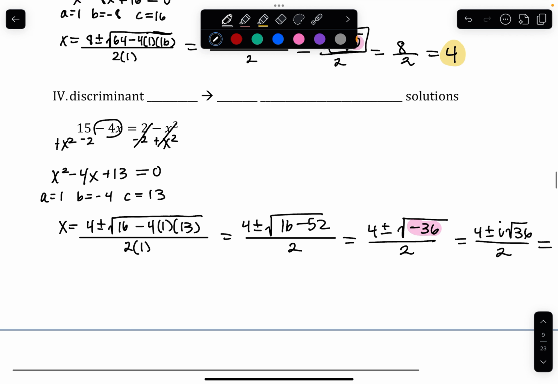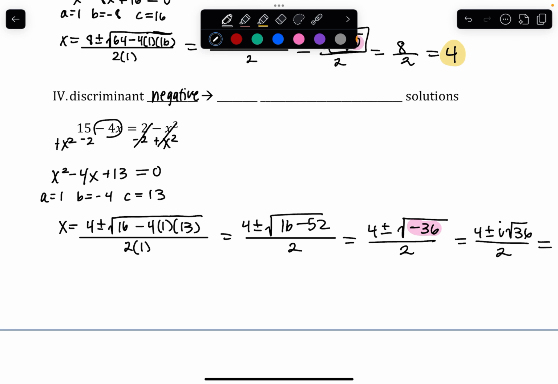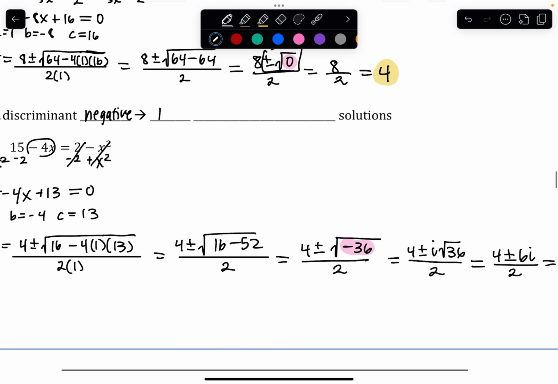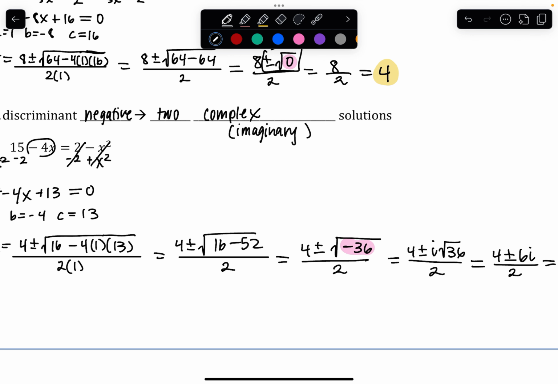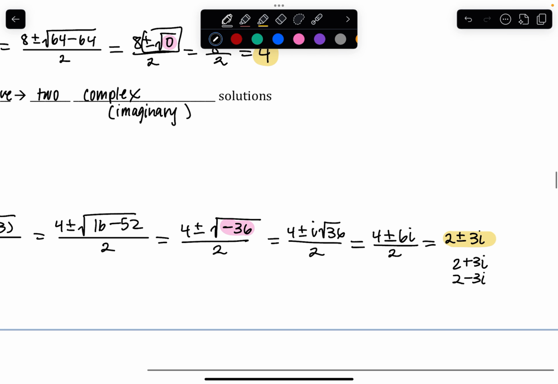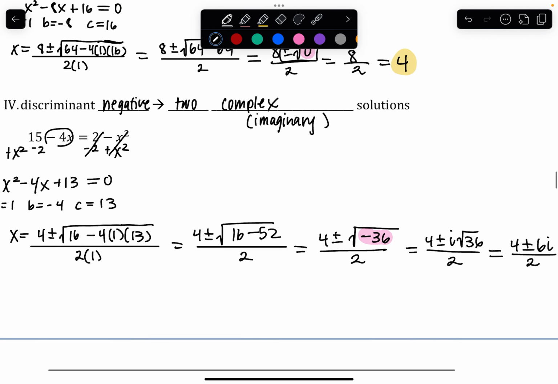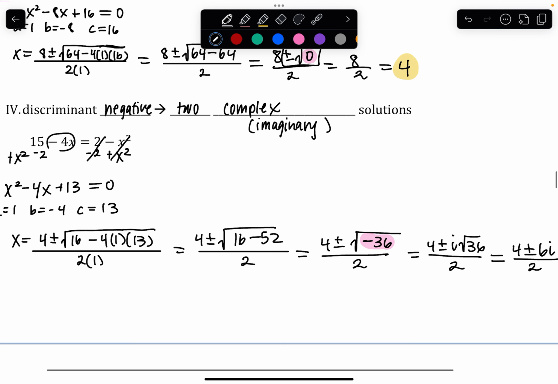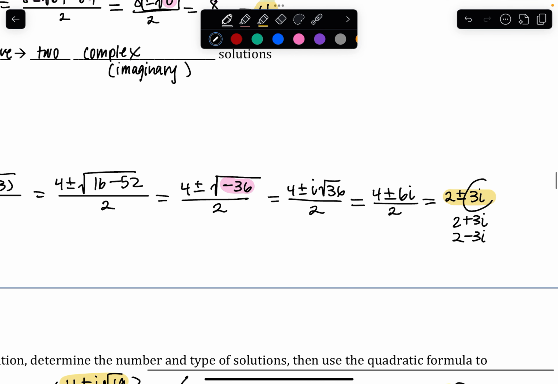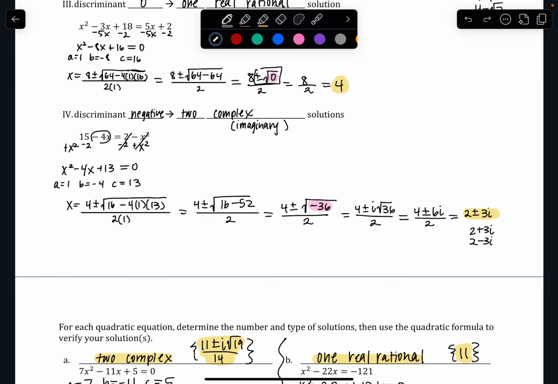But in this case, when your discriminant is negative, you don't care if it's a perfect square or not. If it's negative, you're still going to have two solutions, but they're going to be what's called complex. They're going to have an imaginary part, which may or may not include a square root. In this case, it didn't include a square root. Sometimes they do. And so anytime you have a complex number, that just means you have i involved.